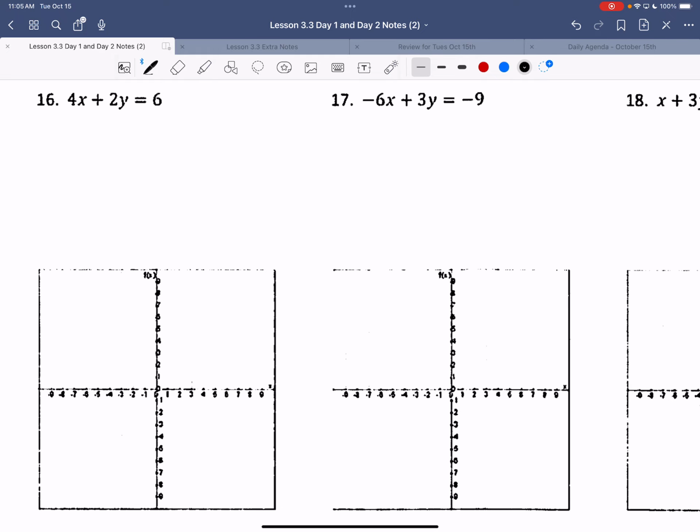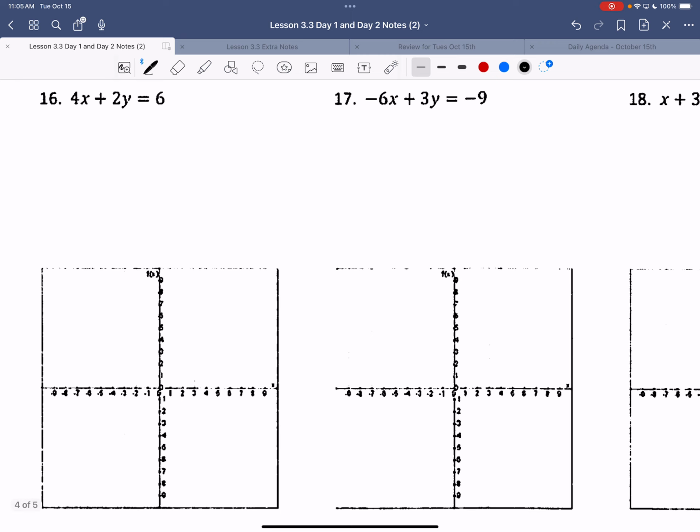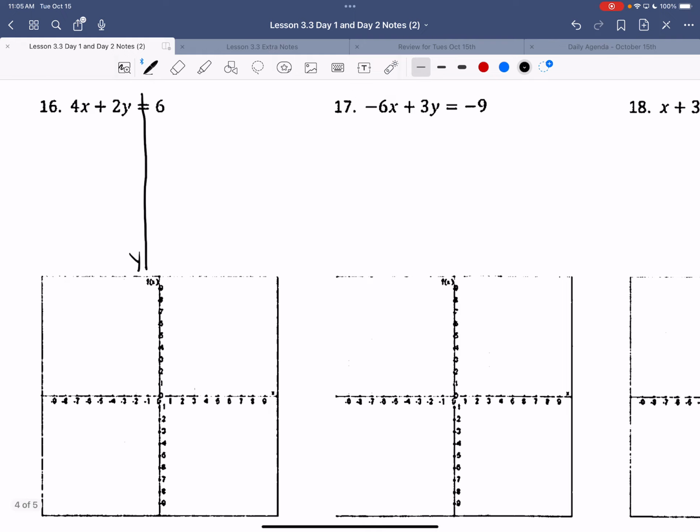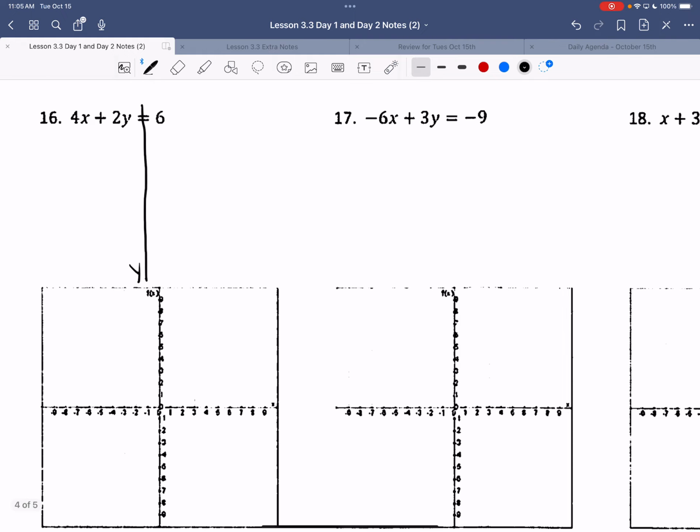The y has a coefficient, right? So we have to go back to what we did. We're going to do the same thing. We'll start with drawing our line. I want just y. So Taylor, how am I going to start? Minus the 4x. Correct. Minus 4x.